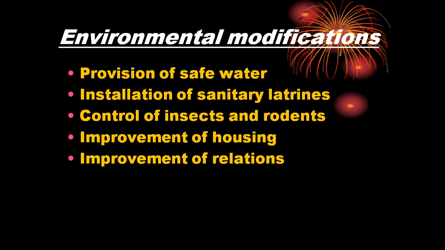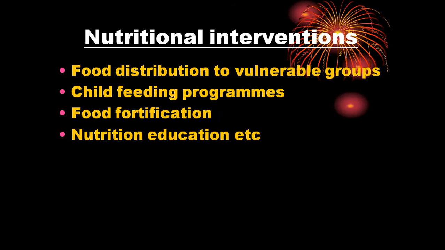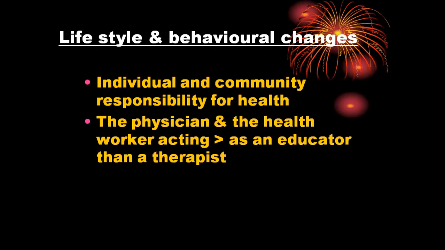Installation of sanitary latrines, you will read that a little later. Control of arthropods, insects and rodents, you would read. Improvement of housing, that is also a chapter or an aspect of the environment chapter. And improvement of interpersonal relationship, that is what is environmental modifications. We have nutritional interventions. We should have proper foods, proper diet. We should distribute food to vulnerable groups. Midday meal program, ICDS program. They give nutrition to the children and the mothers. Child feeding programs, food fortification. This you have read in nutrition chapter, and nutrition education. Lifestyle and behavioral changes. I have been repeating that.